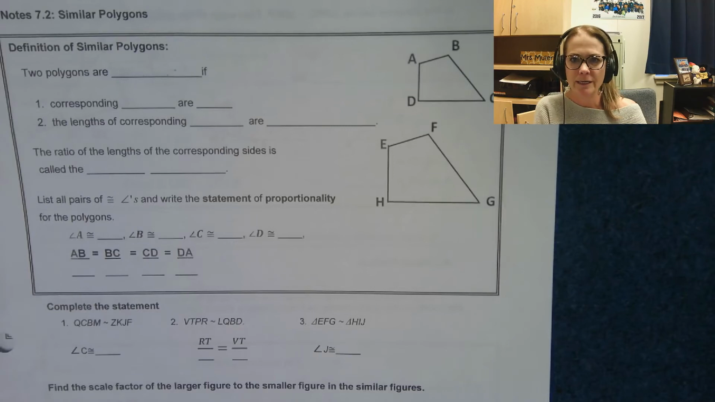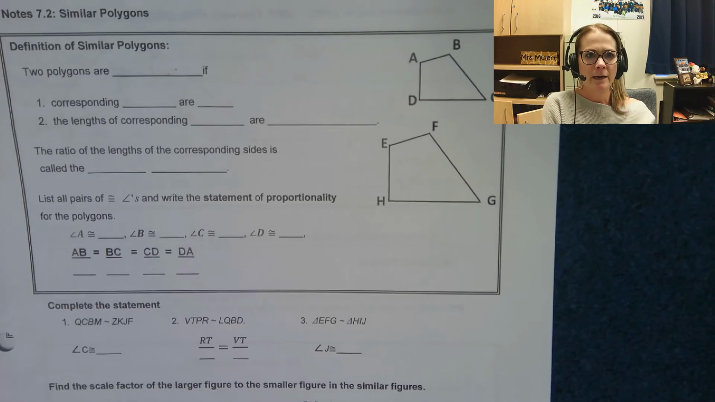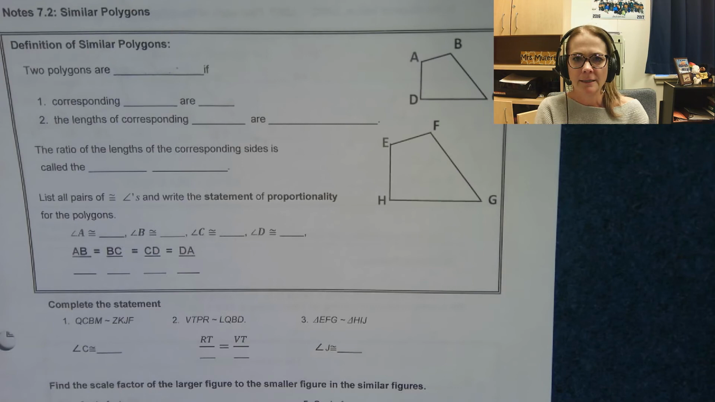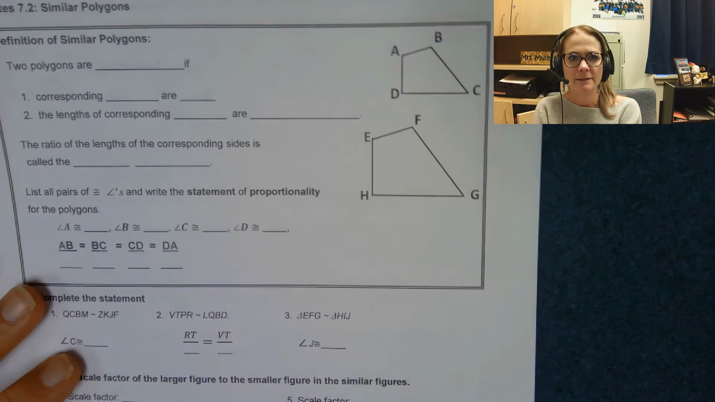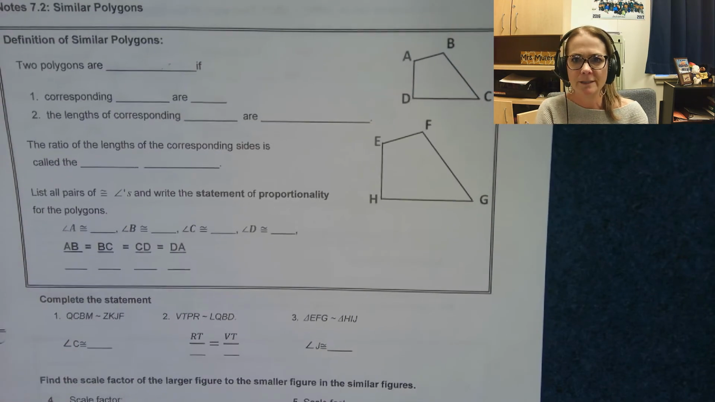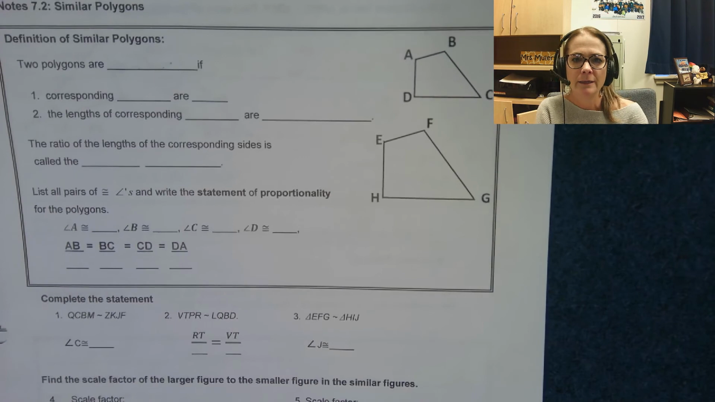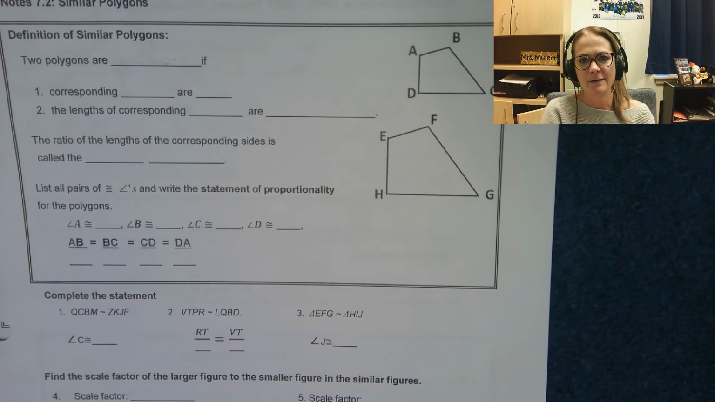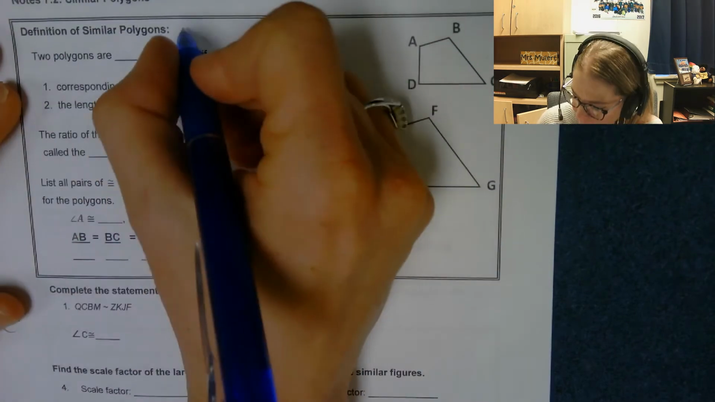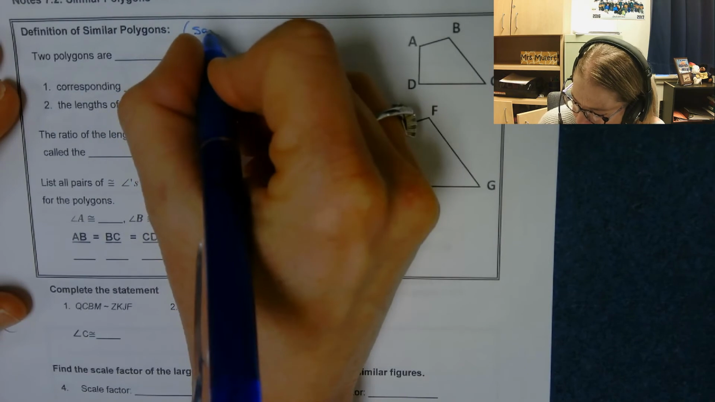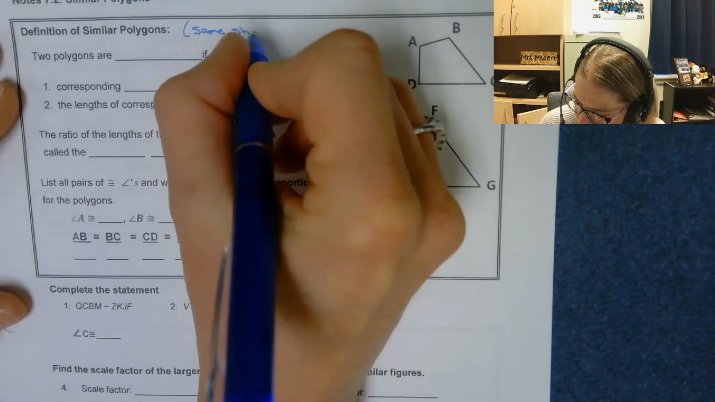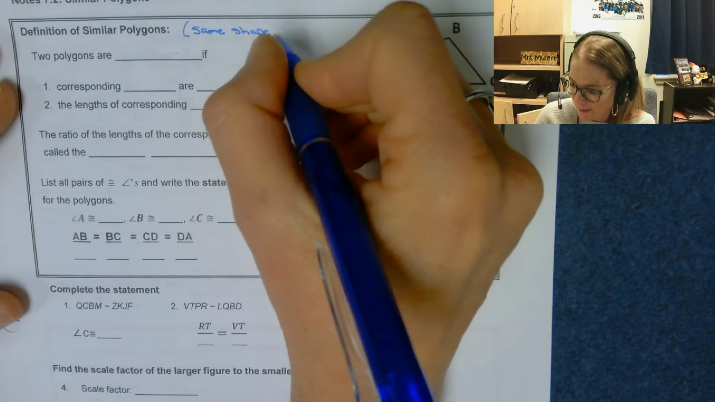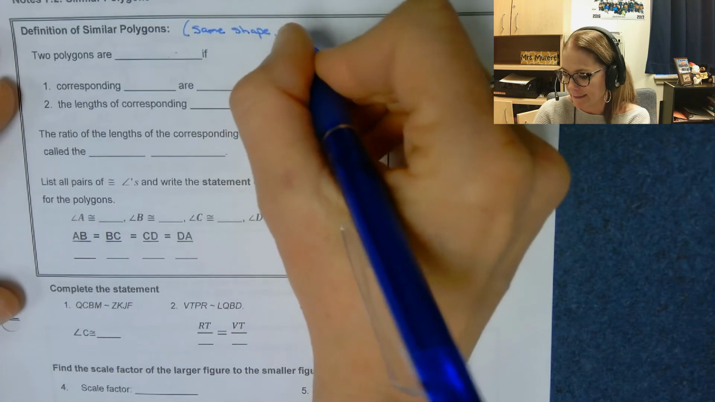Hello, geometry. Here we are with 7.2, similar polygons. So what does it mean for polygons to be similar? We've been so focused on the word congruent, and congruent means to have the same shape and the same size. But similar, they're just going to have the same shape but different sizes.